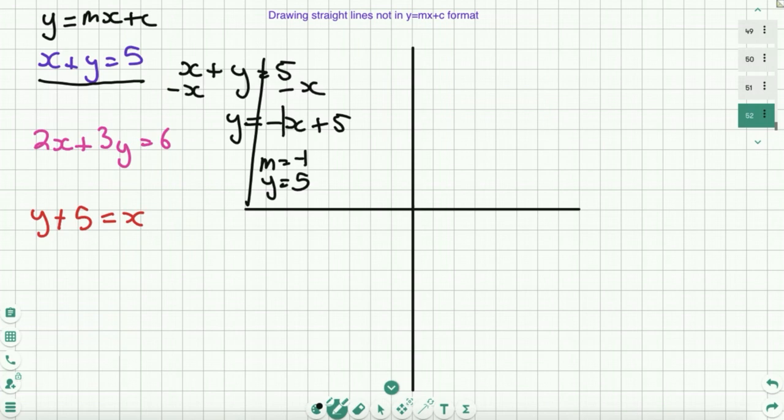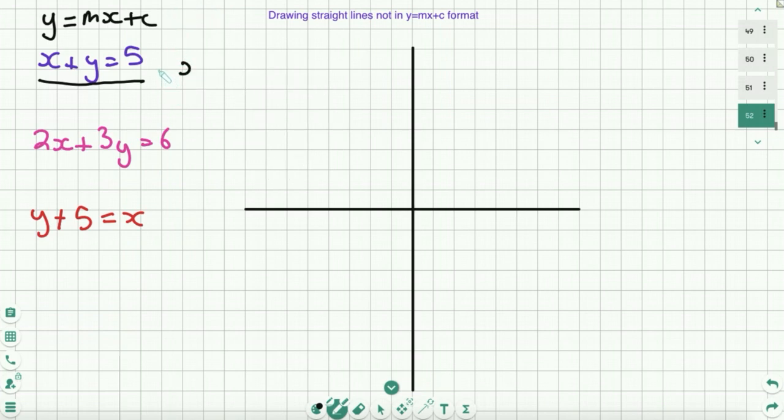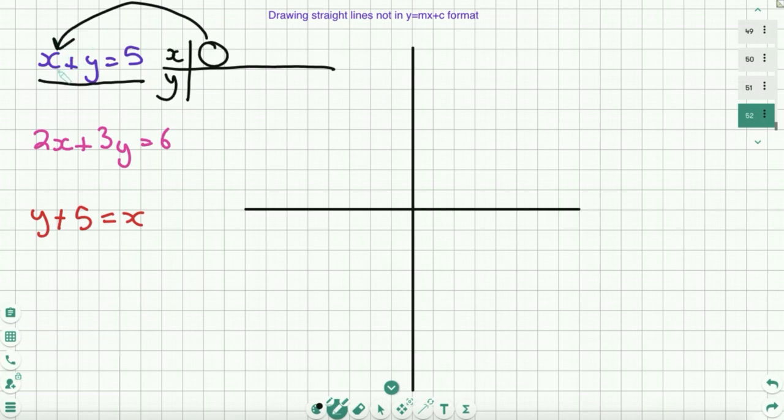Another way is you can simply just draw a table. And this is how I like to do it, because you don't have to rearrange. When you rearrange, it leads to mistakes sometimes. x plus y equals 5. Guys, just remember, x and y are the x-coordinate and the y-coordinate. So all this is saying is the x-coordinate plus the y-coordinate must add up to 5. So let's draw a table, x and y, and let's just choose a value for x. X can be anything. I like to choose x is 0. So if x is 0, it's going to be 0 plus something is 5. Well, y has to be 5, because 0 plus 5 makes 5.